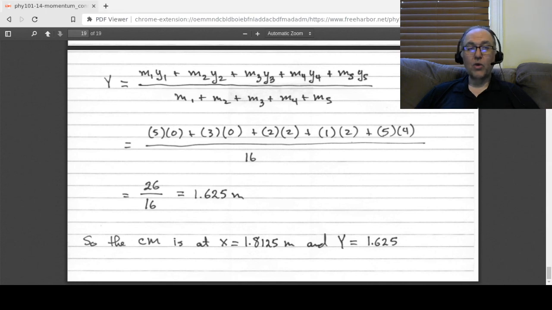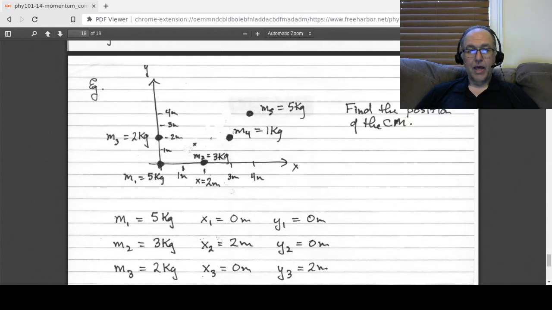If you were to locate that in my diagram, I have a tiny little x right there, which is roughly at about 1.8 and 1.6, right? Roughly right there. Now you'll notice that the center of mass isn't at any one of these masses. Just like in my previous problem, the center of mass wasn't at any one of the masses. It was somewhere in the middle of the masses. And here it's in the middle of the masses.